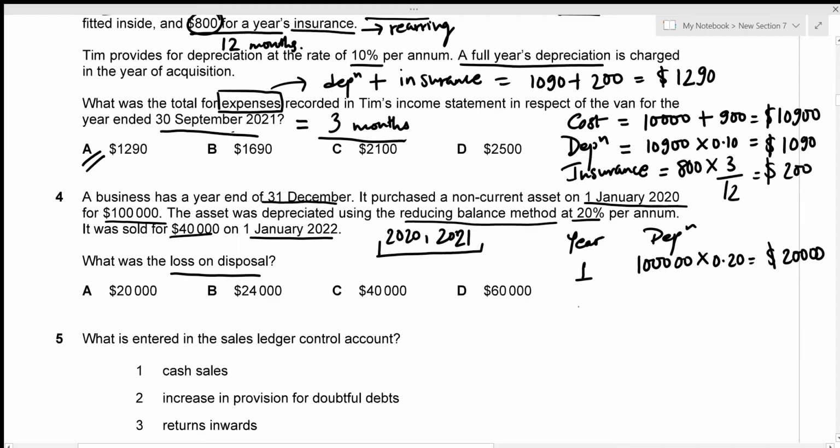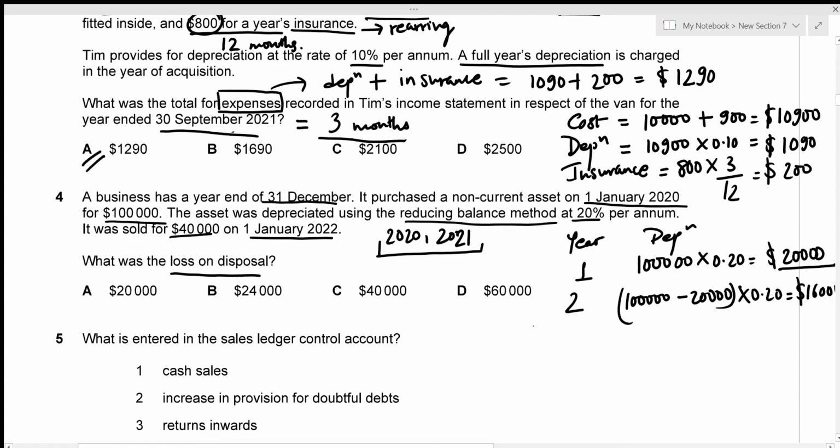All right, for the second year, the accumulated depreciation is going to be 20,000. So in order to figure out the net book value, we need to subtract this accumulated depreciation from the cost. So that's just going to be 100,000 minus 20,000 times the rate of 20%. So the total depreciation for the second year is going to be 16,000.